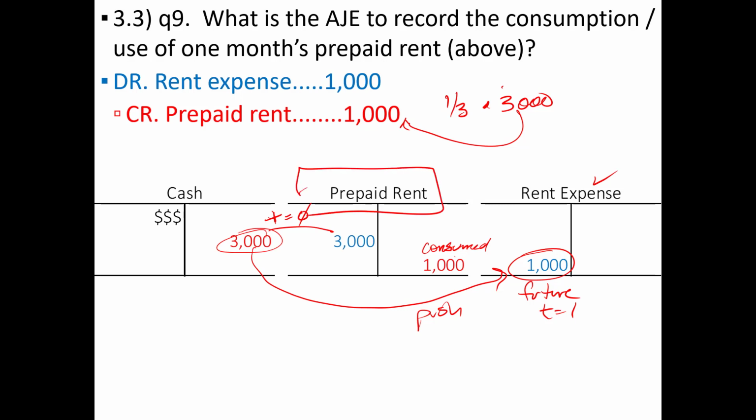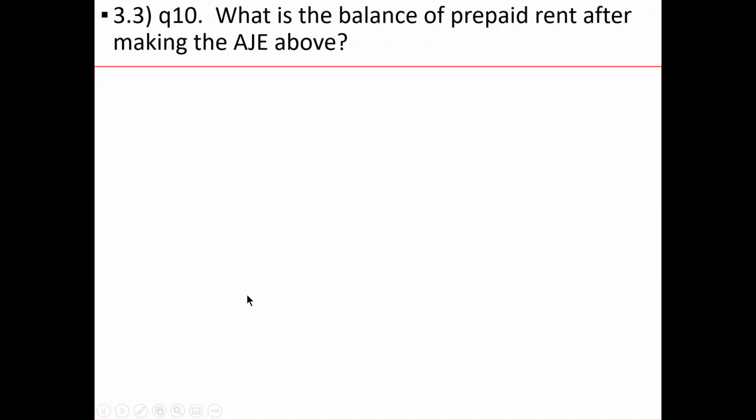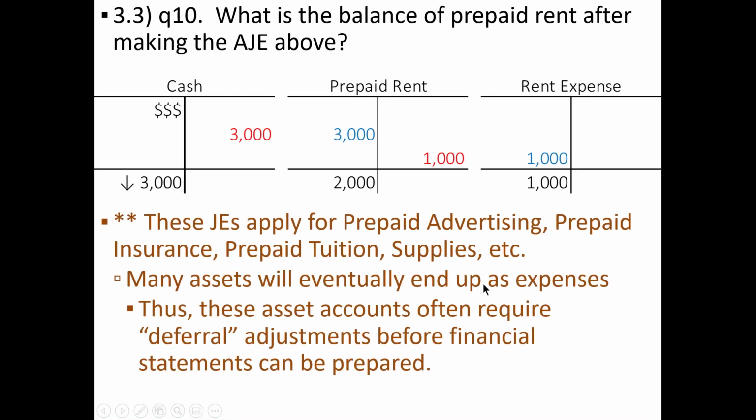We use prepaid rent as kind of the intermediary account, to keep track of how much of this item we've actually been consuming and how much is left. And what the last question says is, how much in rent do we have left over? This 2,000 equals 2 months worth of rent left over.